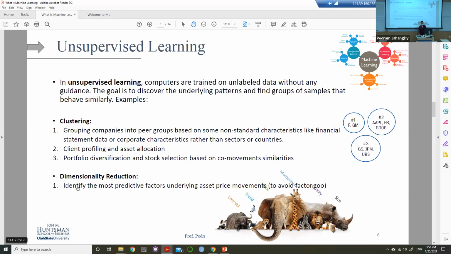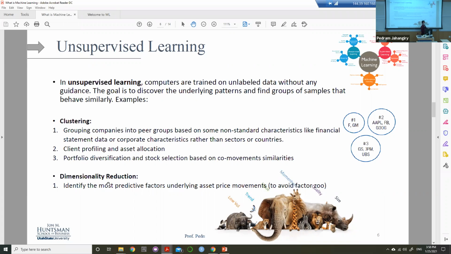But in finance, have you ever heard the term "zoo of factors"? In factor modeling, what is factor modeling in asset pricing? Okay, so let's say we have different stocks, right? Have you ever heard the term CAPM, capital asset pricing model? So we know what CAPM is.